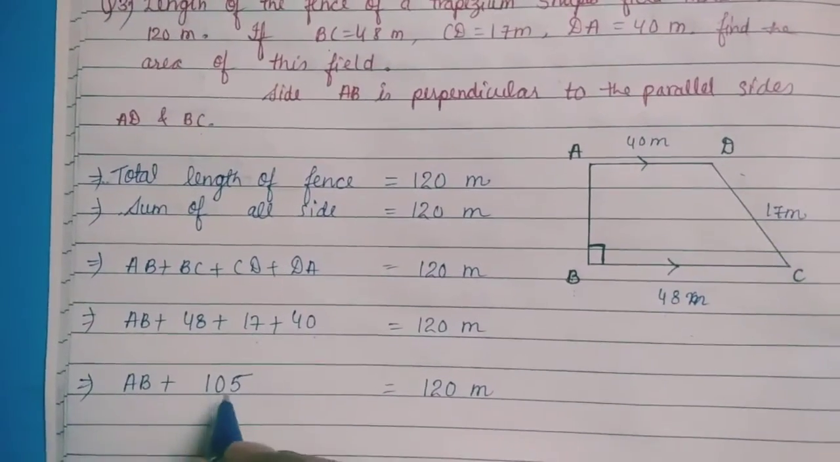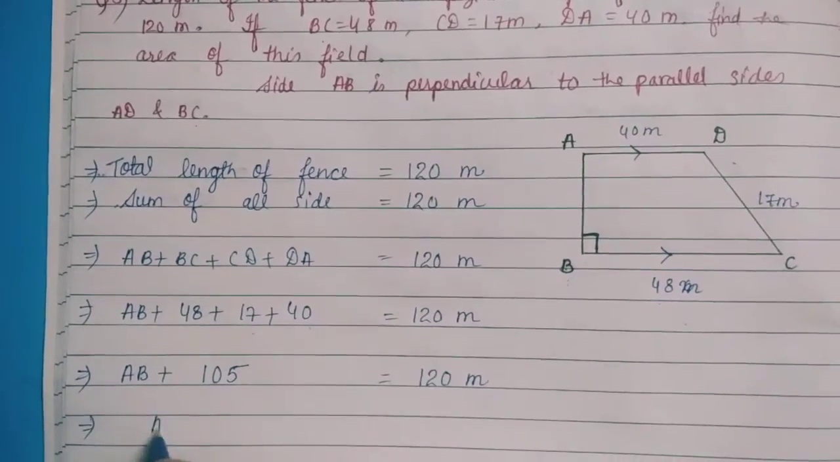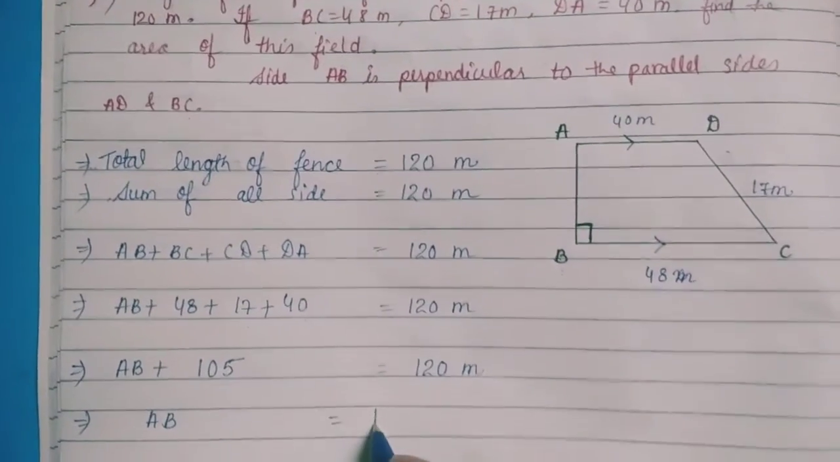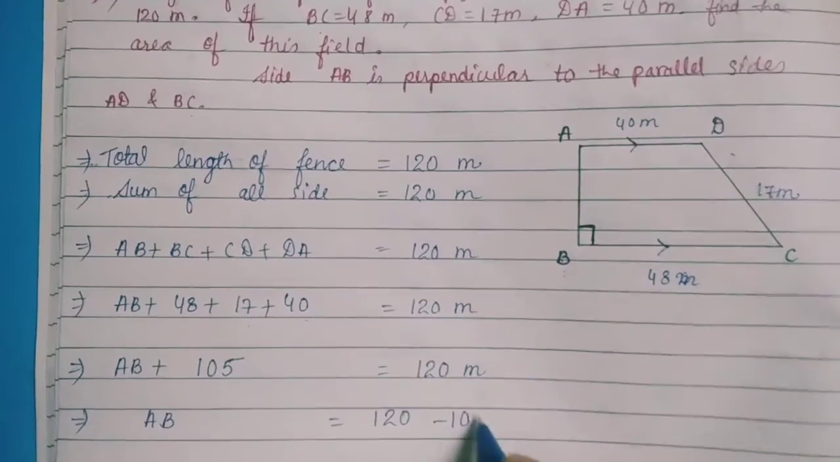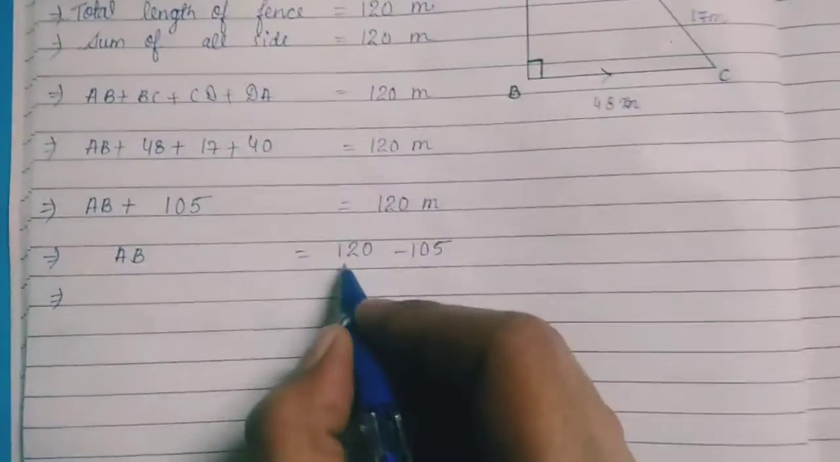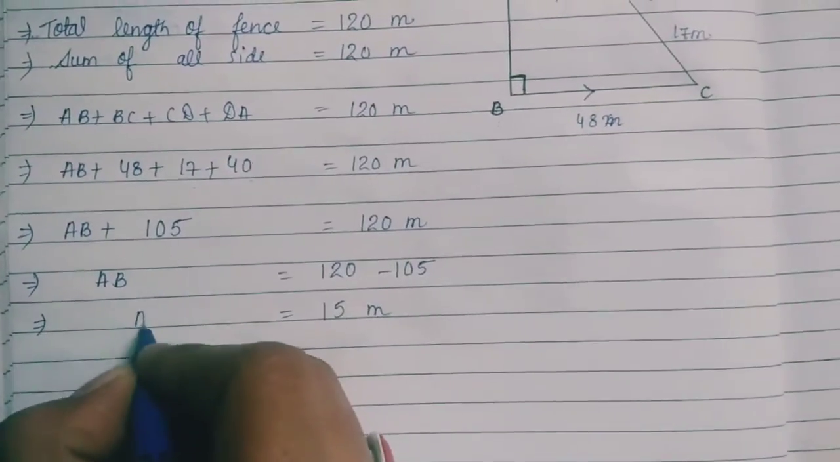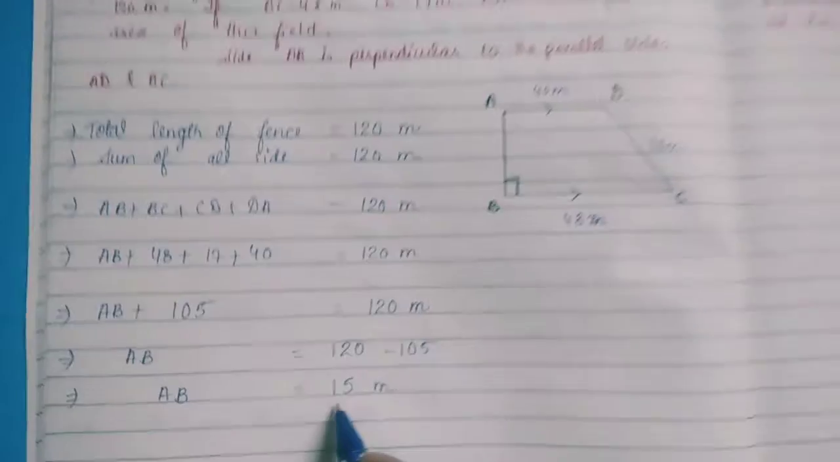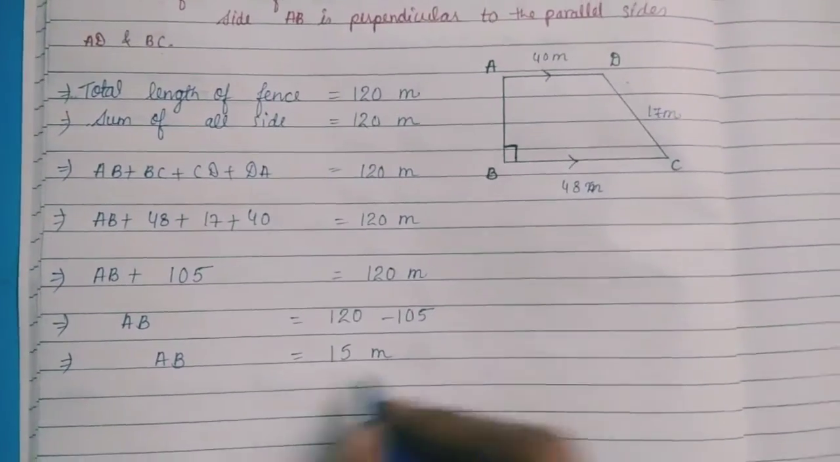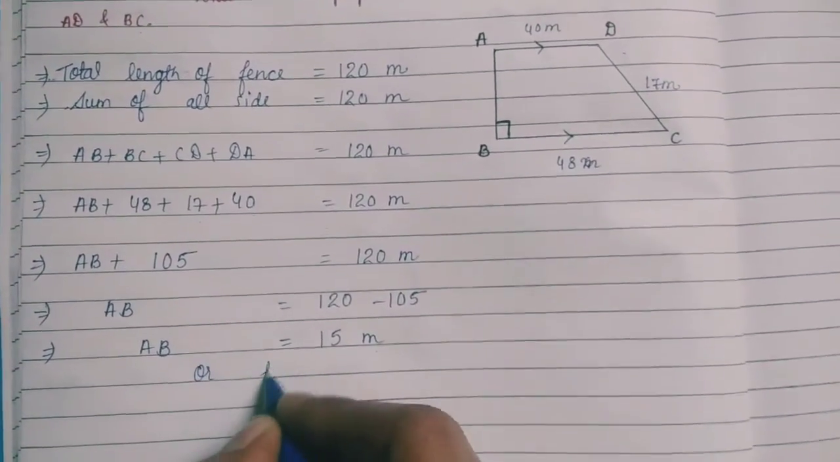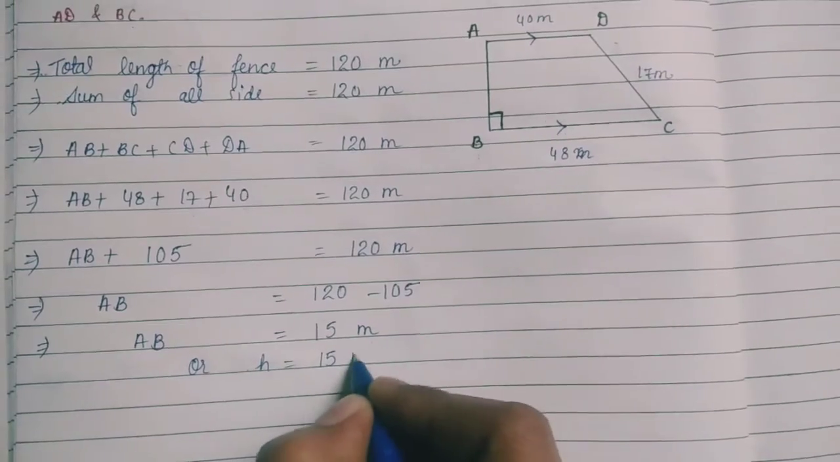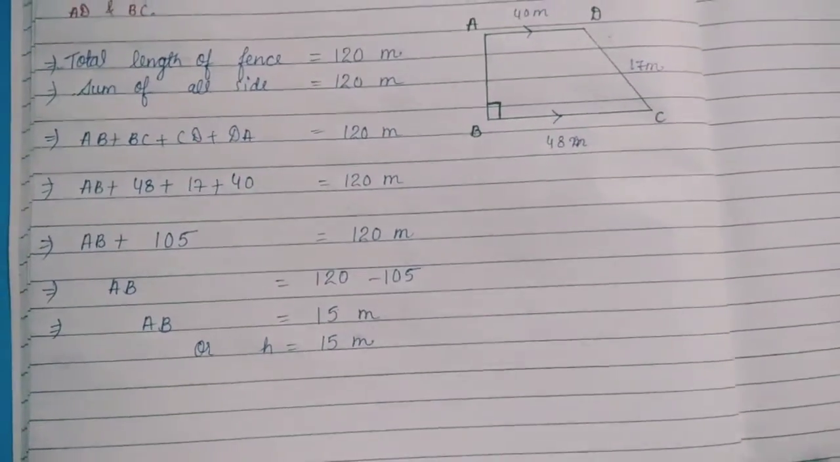This positive 105 will go to the opposite side in subtraction, so 120 minus 105 will give us 15 in meter. So this AB is 15 meter, which is the height of the figure, which is 15 meter.